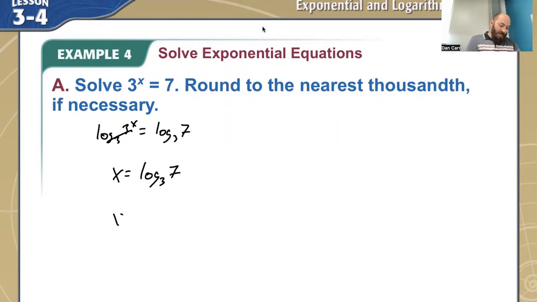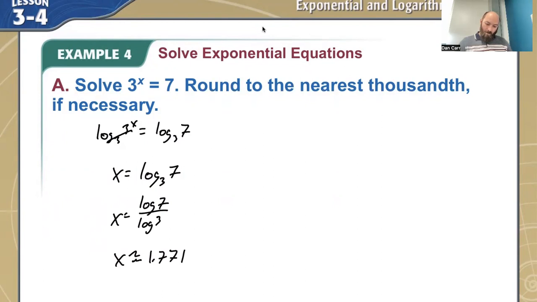If I have a calculator that can handle that, I could just do log base 3 of 7. Or I could use the change of base formula: log of 7 divided by log of 3. So that's what I'll do real quick. I'll divide those two out, and I get x to come out to approximately 1.771 for that one.